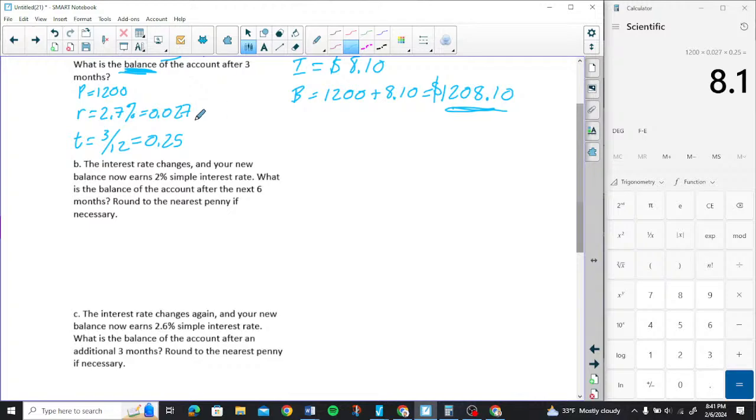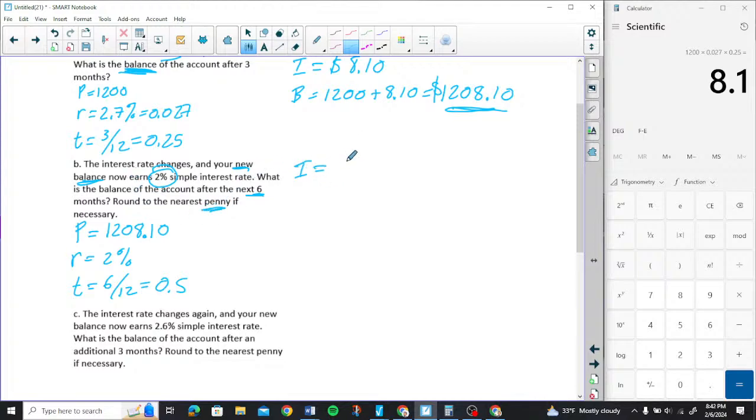But part B, the interest rate changes, and your new balance, so our principal, our new balance now earns 2%. So we're going to take the principal now of $1,208.10. We're going to have an interest rate of just 2% this time. And what is the balance of the account after the next 6 months? Well, remember, 6 months is a half a year. So here we go. We need our new balance, and we're going to round to the nearest penny if necessary.